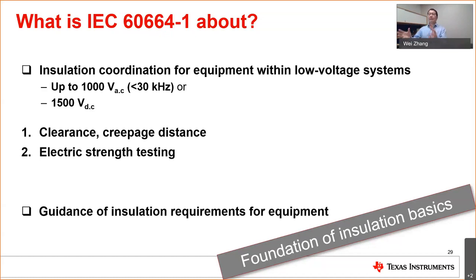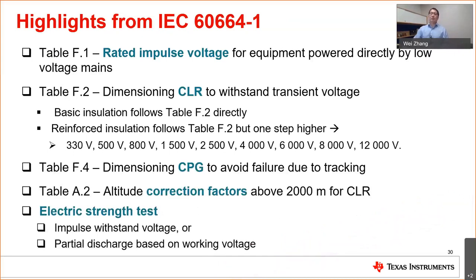So this is the library. When you want something for your special equipment, you start from here. This is a golden standard that a lot of end equipment references or borrows from. And going into IEC 60664, there are hundreds of pages. Which tables matter the most? Tables F1, F2, F4, and the correction factor, table A2. They also show you how to do the electric strength test, either by withstand impulse testing or partial discharge over working voltage. If you summarize the hundred pages of 60664, all of them are talking about this. If you understand these tables, you're pretty much there.